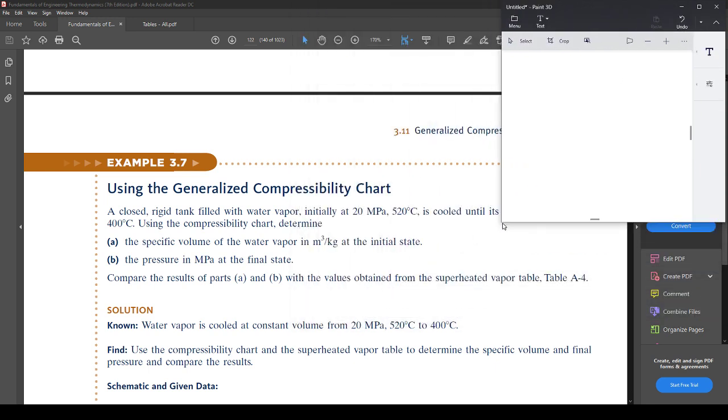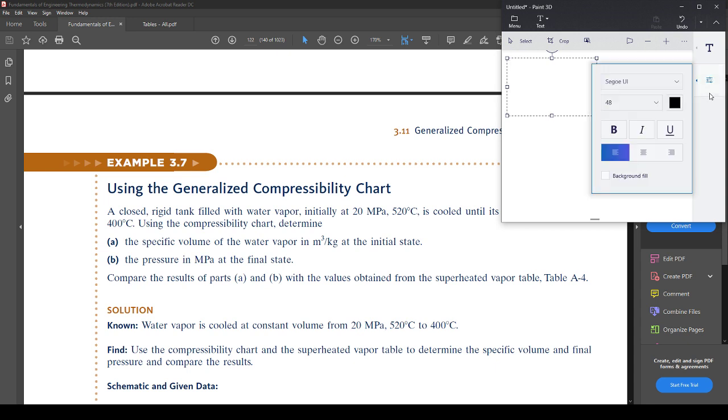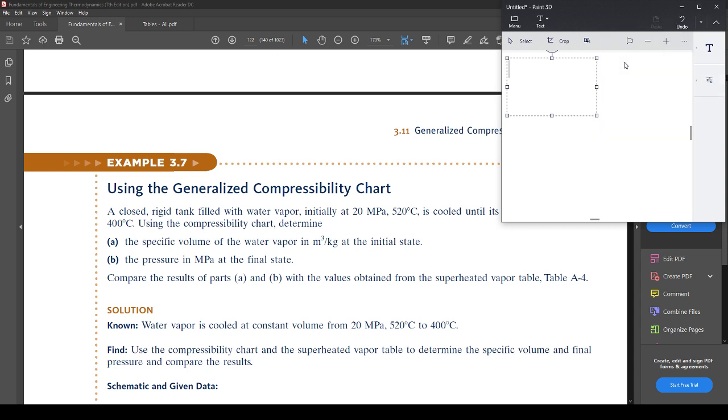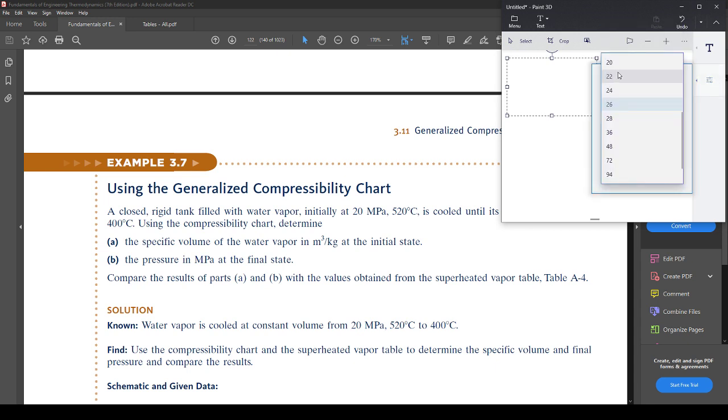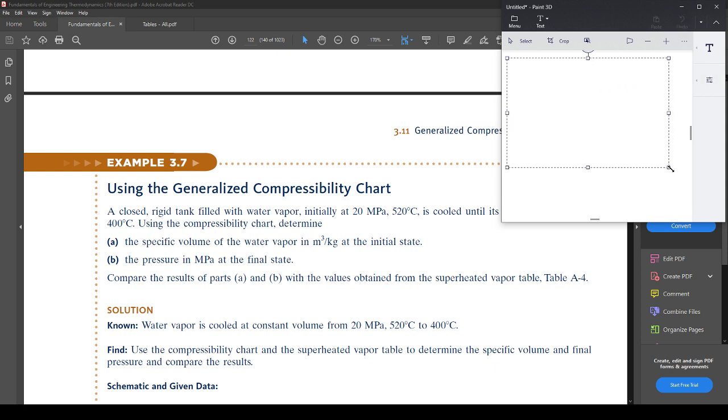Text tool. All right, so let's do a little bit smaller than that. Okay, so text tool. We're going to do the knowns and unknowns like usual.